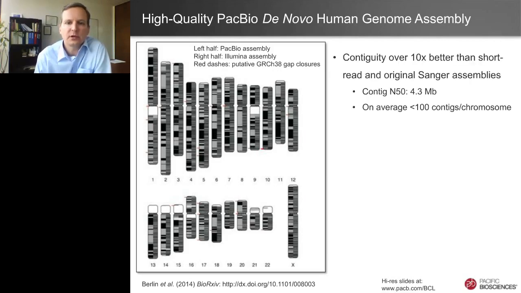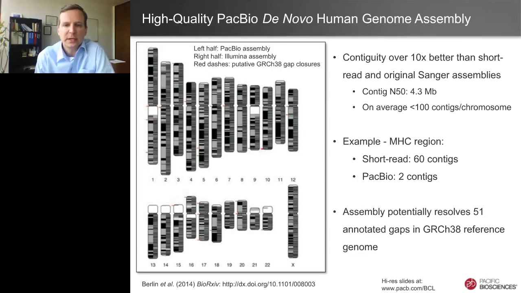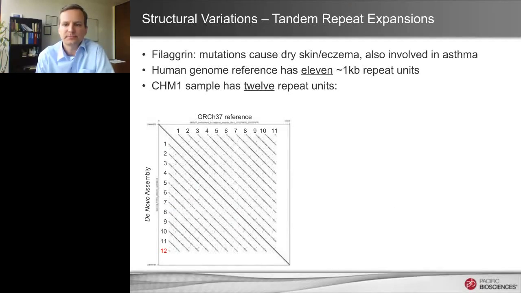So this particular assembly has over 10 times better contiguity compared to short read and even the original Sanger assemblies. The contig N50 is 4.3 megabases. On average, there are less than 100 contigs per chromosome. Just as an example, the MHC region, where HLA is situated, a very important region, with the short read assembly was in 60 pieces. In the de novo PacBio assembly, it's in 2 pieces. And as I mentioned, the assembly potentially resolves immediately 51 annotated gaps in the existing human genome reference.